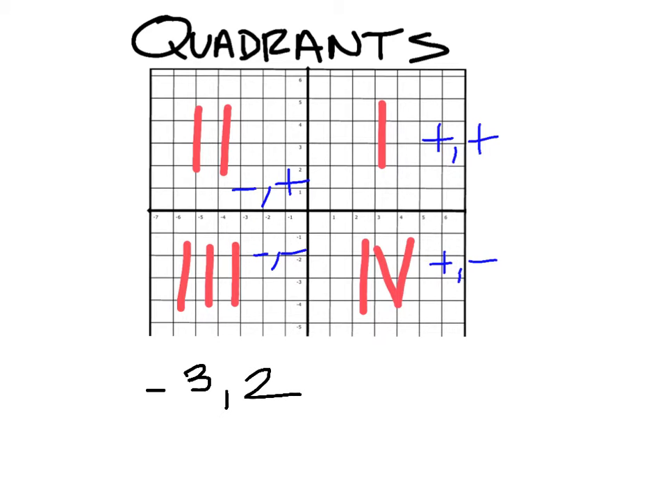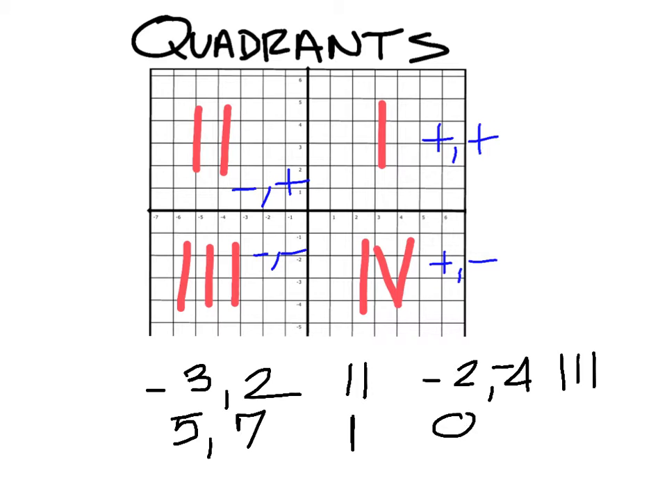Negative 3, 2 is in what quadrant? What quadrant is negative 3, 2 in? Yeah, it's in the second one. And don't write just 2. Write it in Roman numerals. That's not an 11. That's a Roman numeral 2. What about 5, 7? What quadrant should 5, 7 be in? Yeah, it's in 1. What quadrant is negative 2, negative 4 in? It's in the third one, right.